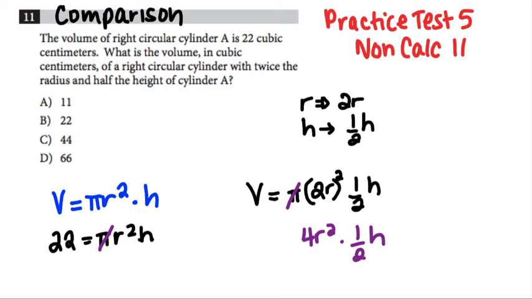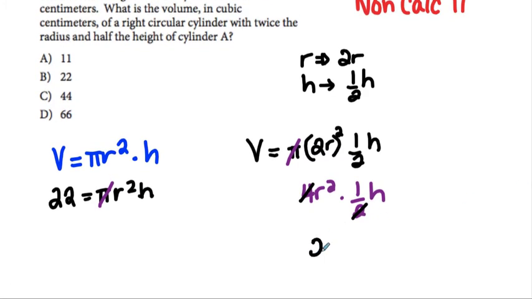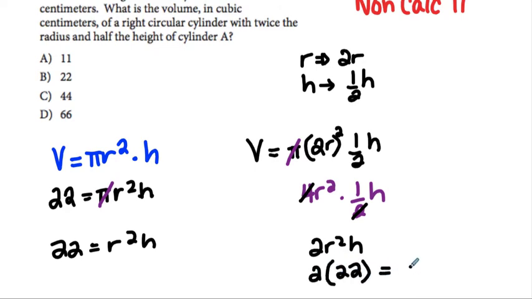All right, now I see that I can simplify this and this. So that's going to give me 2r squared h. Well, and this one is r squared h equals 22. So if r squared h equals 22, then I've got 2 times 22, which gives me 44. So the volume in cubic centimeters of a right cylinder with twice the radius and half the height is going to be 44.